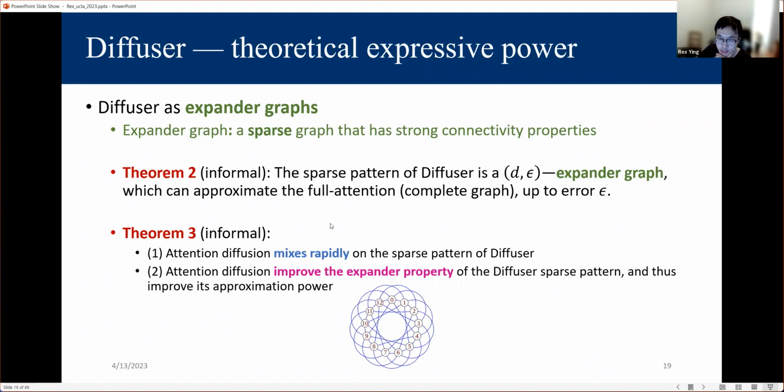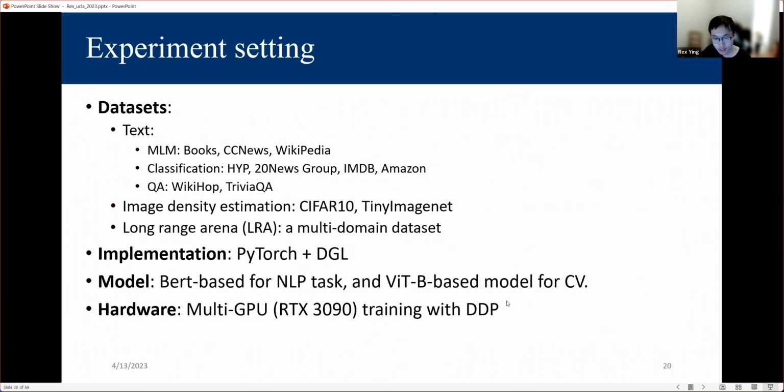Because of that expander property, we can say that this attention diffusion mixes rapidly on the sparse pattern, which means that after very few steps of diffusion, you can already get a very good pattern where tokens are very closely connected to each other. So you don't need many layers for any token to talk to any other token. Right? And it also improves the expander property as we perform diffusion at every step.